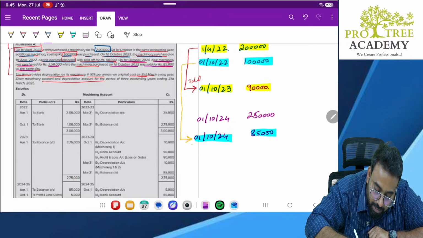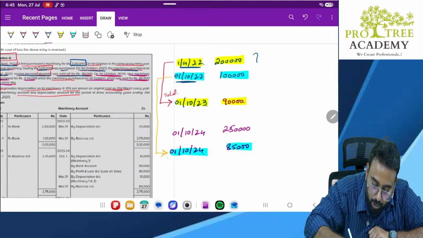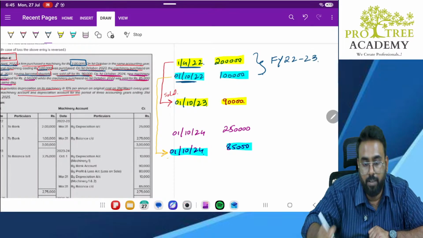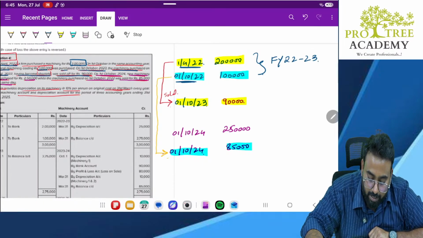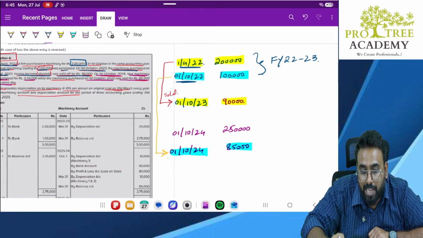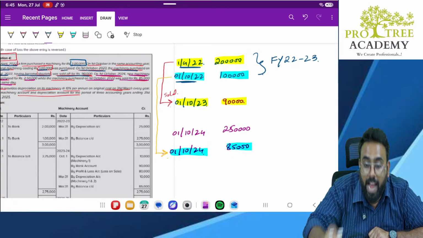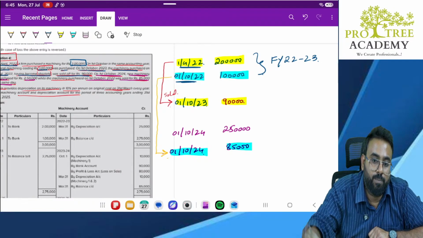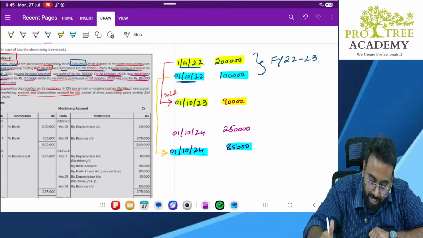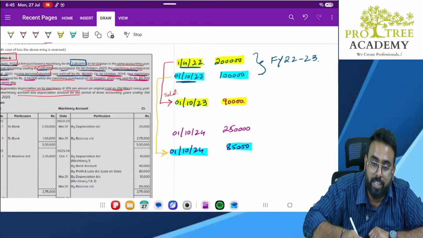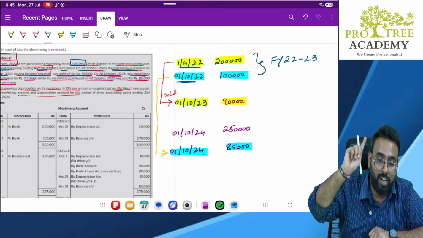Now, 1st April 2022, you purchased this. 1st October 2022, you purchased this. So this belongs to which financial year? Financial year 22-23. That means my question to you, have we purchased it in the financial year 22-23? Answer is yes. Have we sold it in the financial year 22-23? Answer is no. We have sold it when? In the next financial year. 1st October 2023 belongs to the next financial year, not the current financial year.